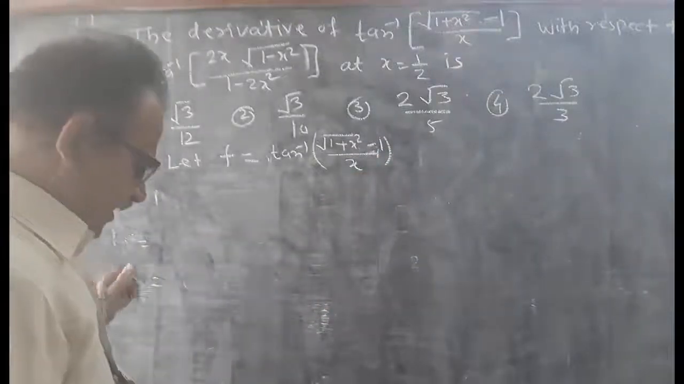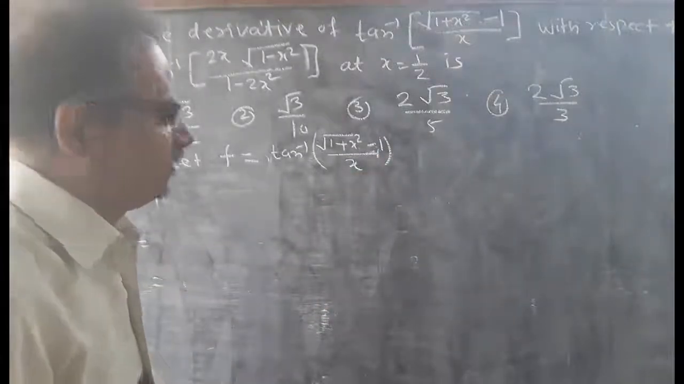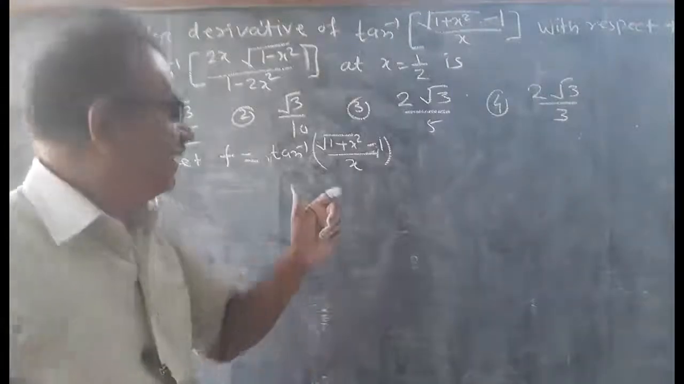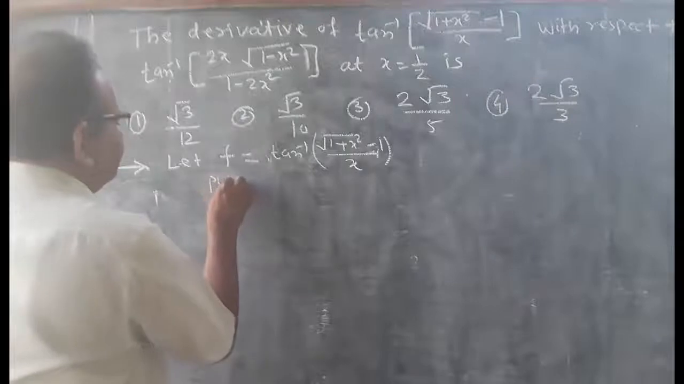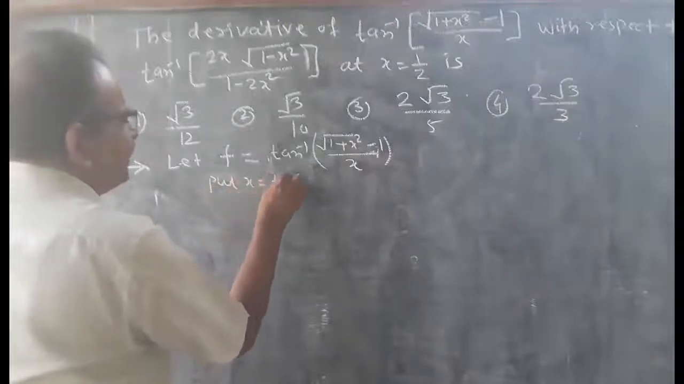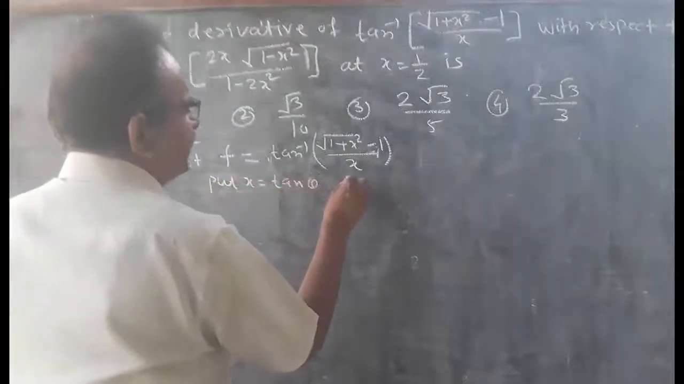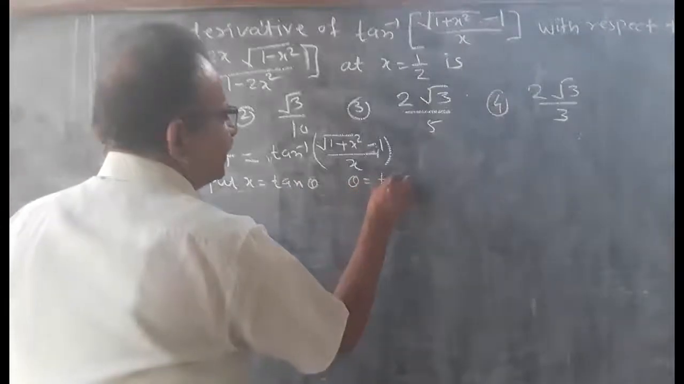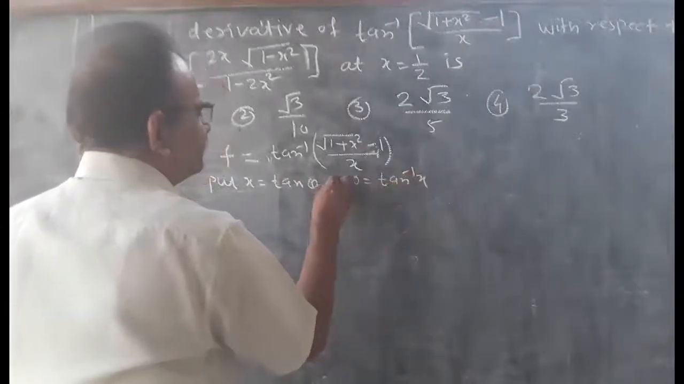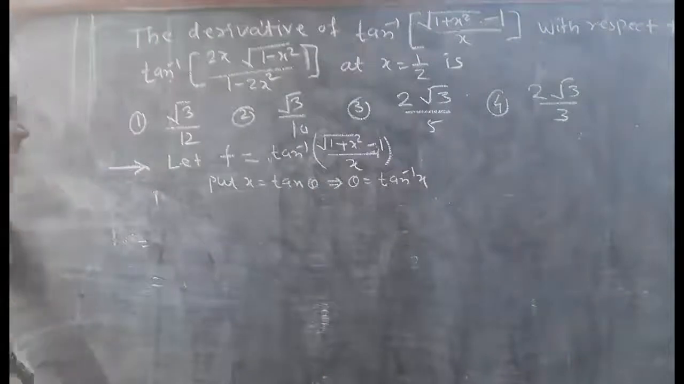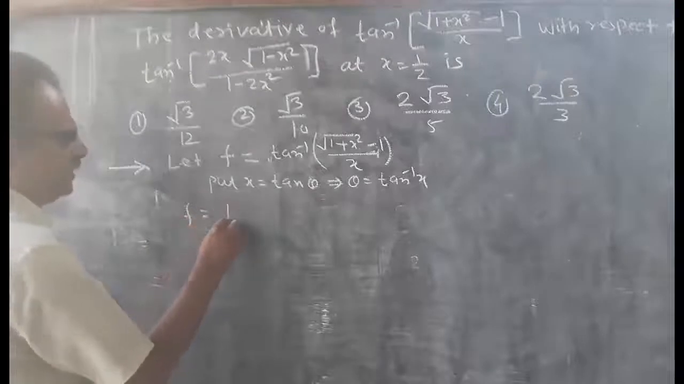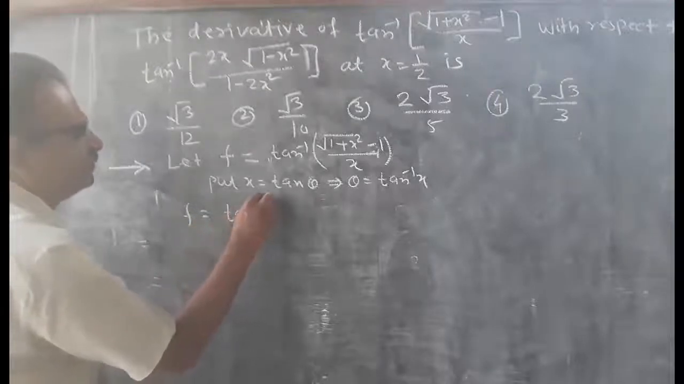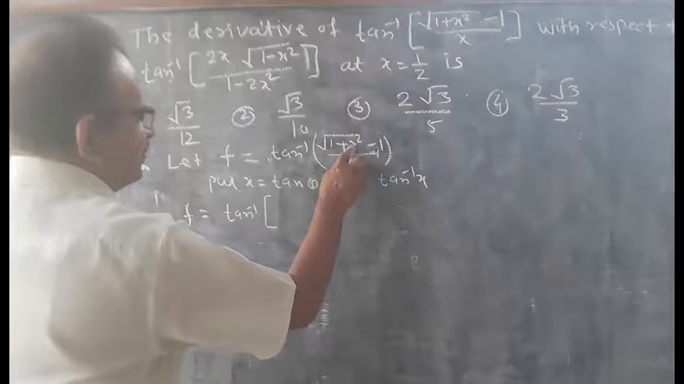Here put x equal to tan theta so that we can simplify f. Put x equal to tan theta. Therefore, theta equal to tan inverse x. If you put x equal to tan theta, we have to replace theta by tan inverse x. Therefore, f becomes now tan inverse of 1 plus tan square theta.